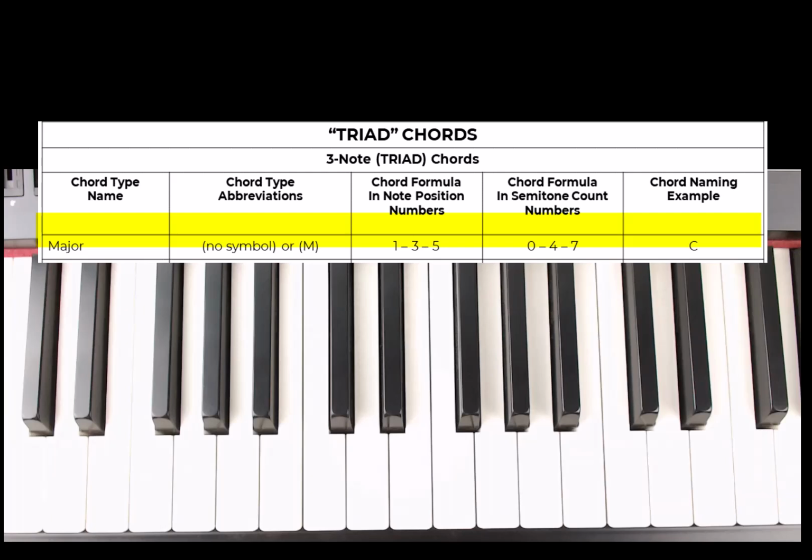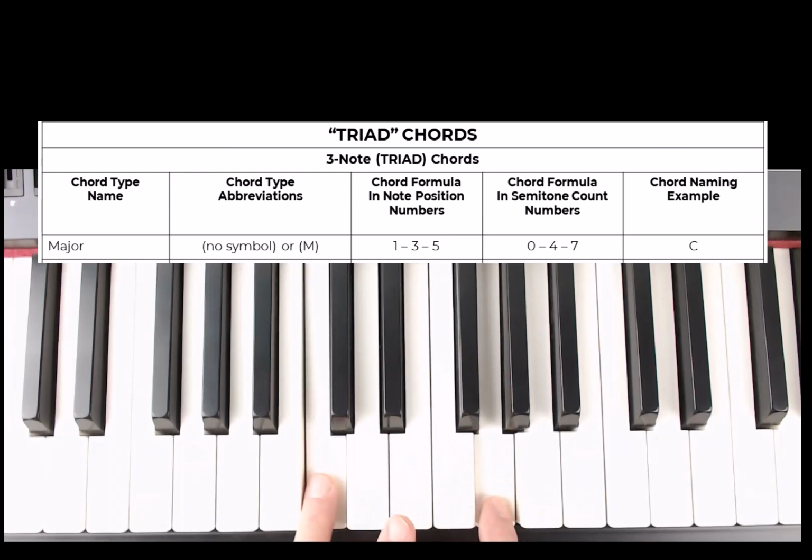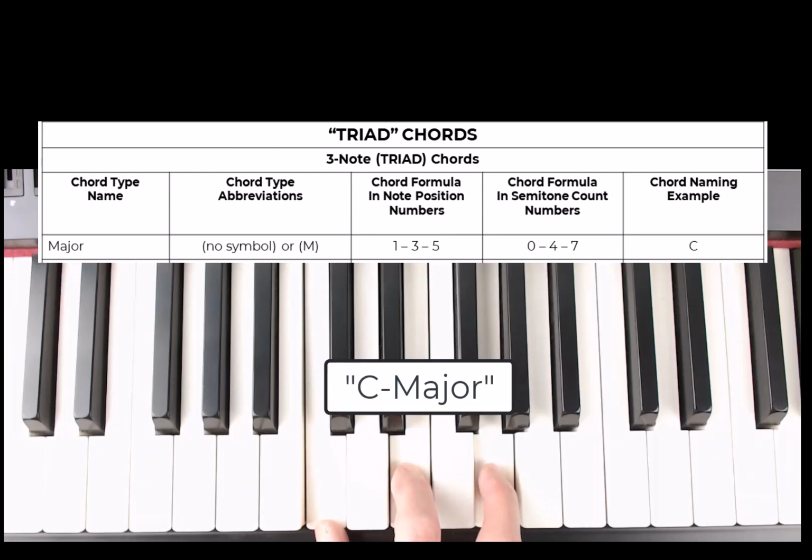Let's start with C that we've seen before. So if I find the C note here, and then I count up 4 semitones, 1, 2, 3, 4, and then I count up 3 more to 7. So here's 4, 5, 6, 7. So we've got 0, 4, 7 semitone count, and that makes the major chord, in this case, a C major chord.